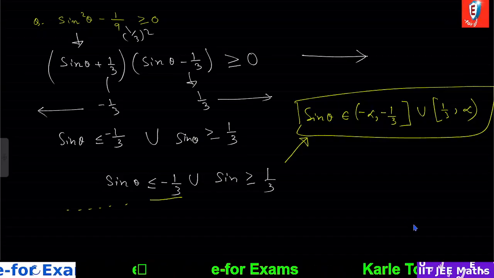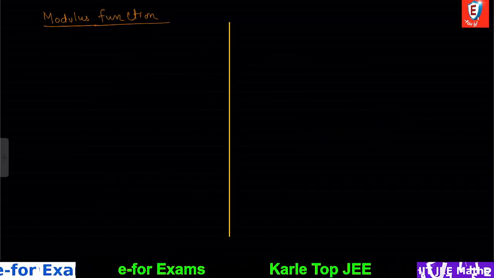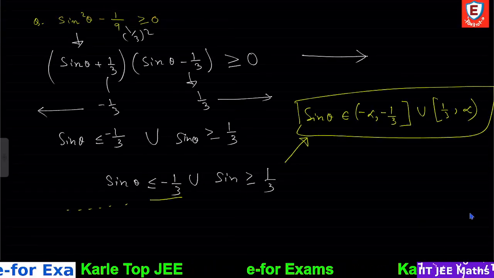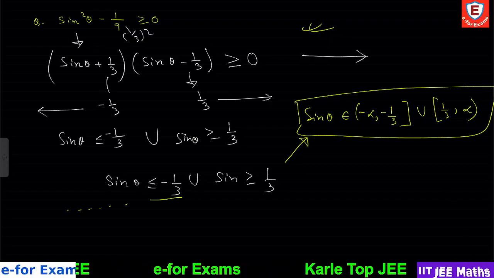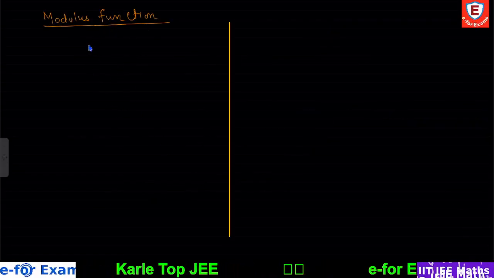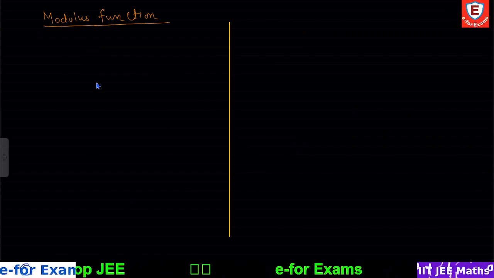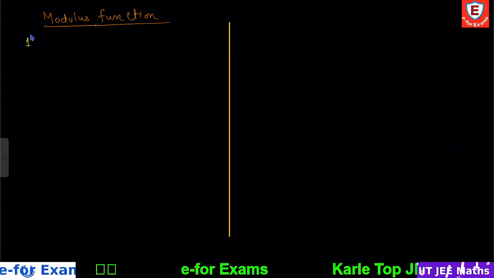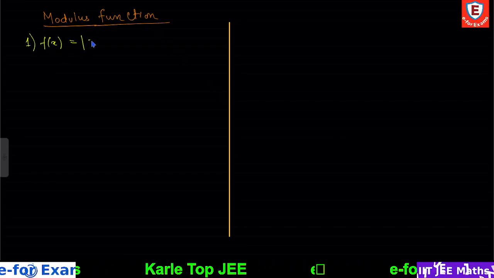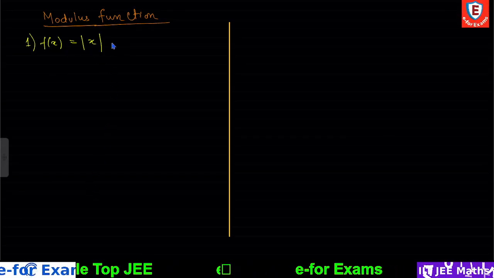Got it? Next, modulus function inequality. We have done so many questions on inequality. Now let's proceed to the next topic, modulus function. Point number 1, write down. If f of x is a function equal to mod of x, modulus of x.